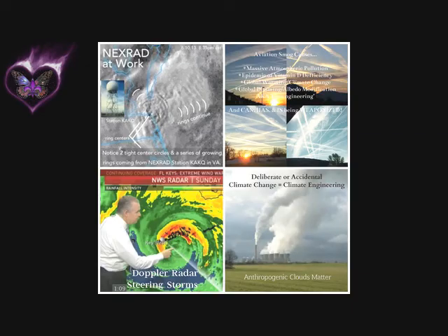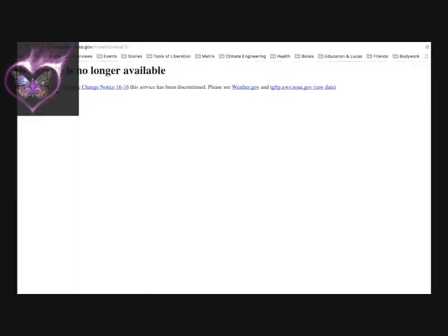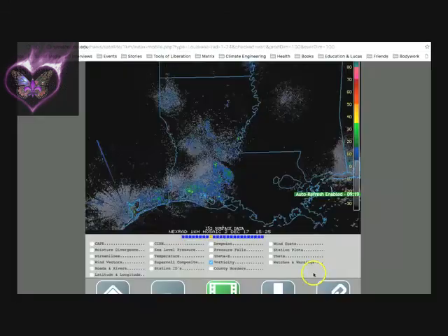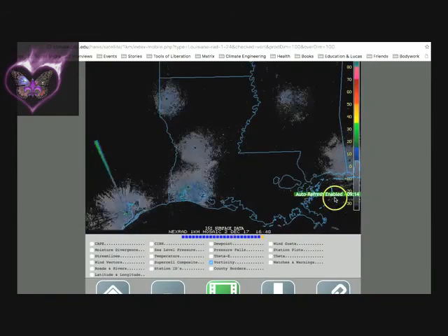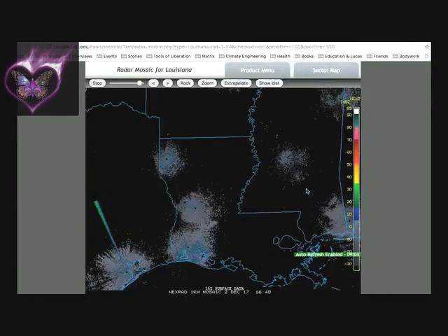One day, Doppler radar was down. Product missing. This was a saved website. See my little star here. Product missing. Click here for the KLIX status update. This service is no longer available in accordance with the National Weather Service change notice 1616, weather.gov, and raw data. Please see weather.gov and raw data. Oh, so it's funny. Apparently KLIX is down, which is why you can't access the data on that one website that I captured earlier.